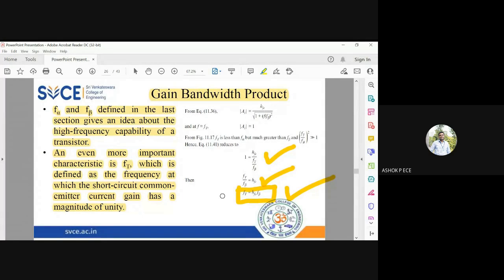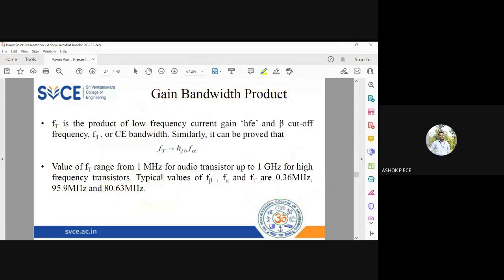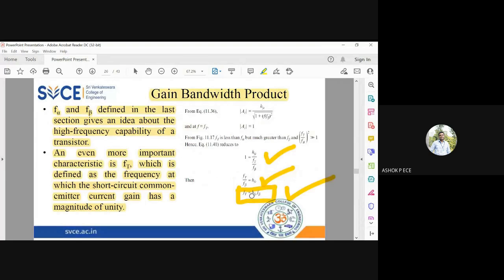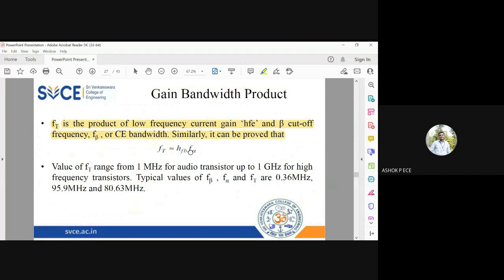So here also you can see that Ft is F beta multiplied by a very large number HFE. So Ft is very, very large when compared to F beta. So Ft is the product of low frequency current gain HFE and beta cutoff frequency or common emitter bandwidth. Similarly, you can also prove that this Ft is going to be the same as HFB into F alpha. So Ft, what we got here is for common emitter, HFE into F beta. Similarly, if you want to derive the same thing for common base configuration, you will end up with a similar expression. Ft will also be equal to HFB times F alpha.